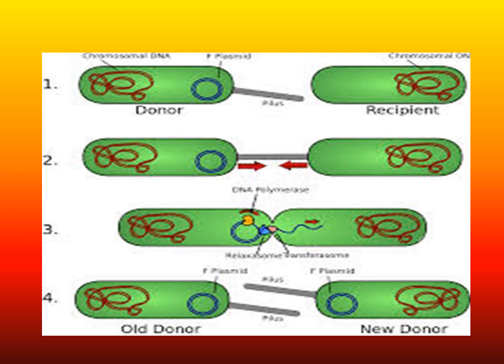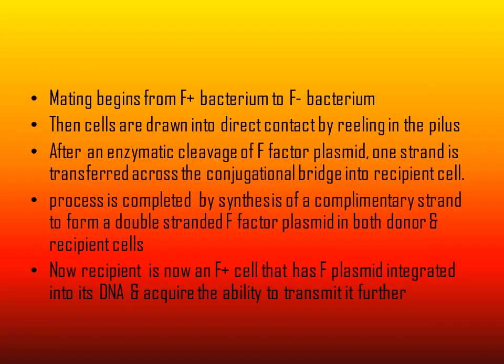After that, in the third stage, one ring of the plasmid will be transferred from the F positive bacterium to the F negative bacterium. And in the last step, both bacteria will have pili and both will have rings of plasmid. So the mating begins from the F positive bacterium to the F negative bacterium. The cells are drawn in direct contact by reeling in the pilus.